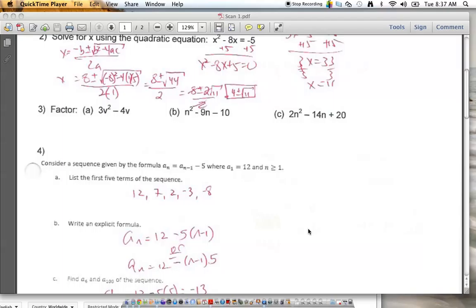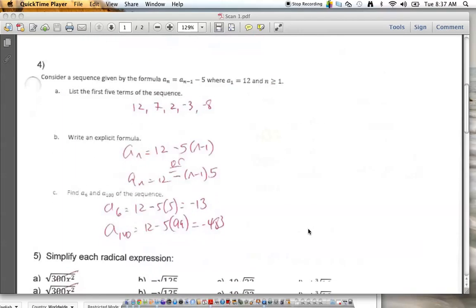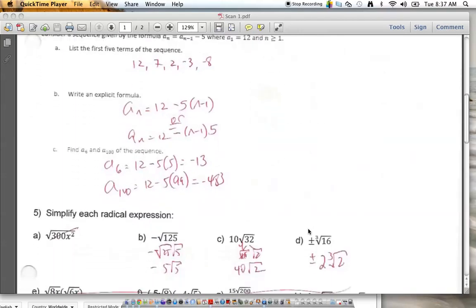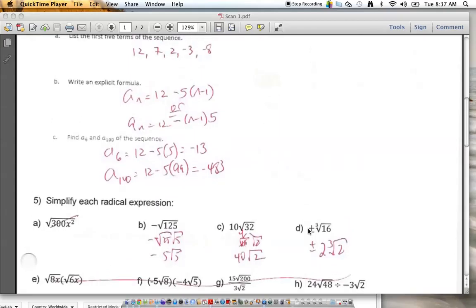Okay, now we got a little bit of some work with radicals and sequences. There's some answers there for you. Any questions?